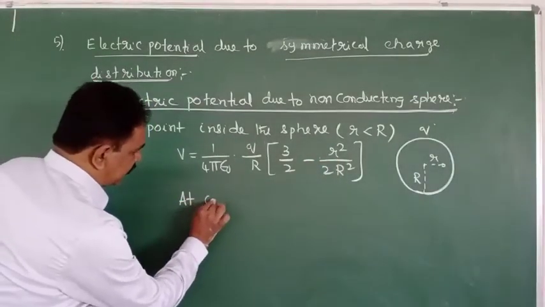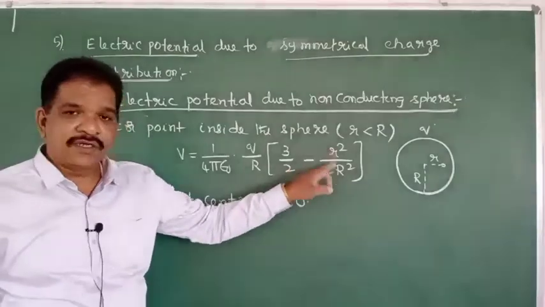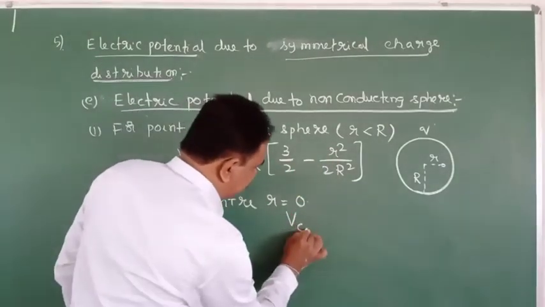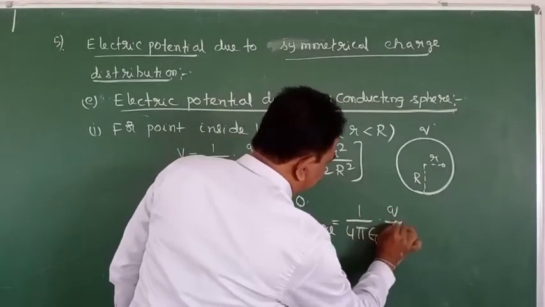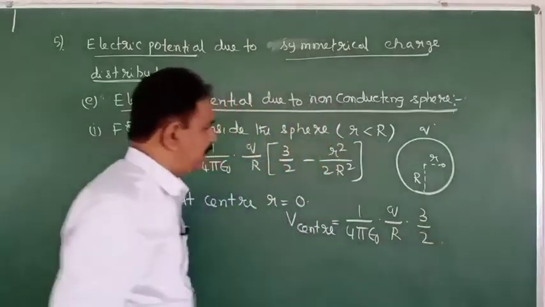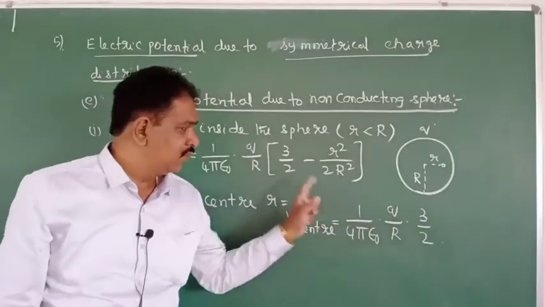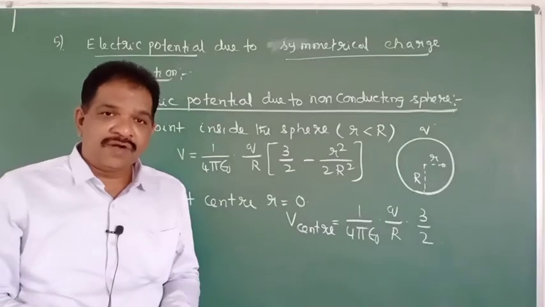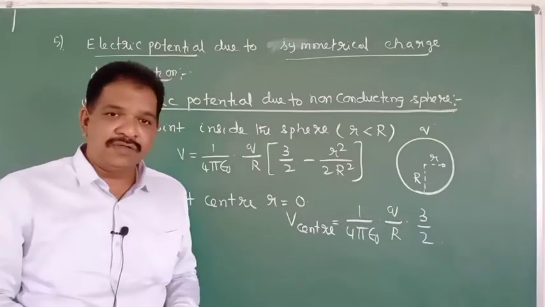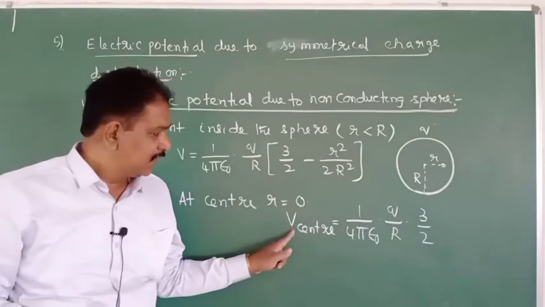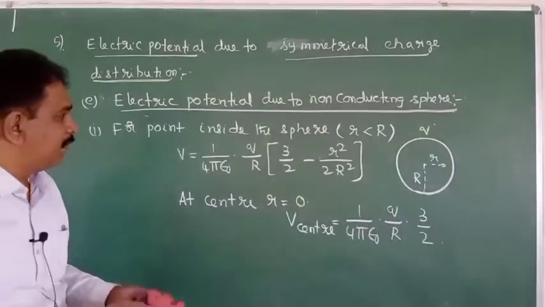So next, at the center, meaning r is equal to 0, this term will become 0. So V center is equal to 1 by 4 pi epsilon naught Q by R into 3 by 2. If it is conducting, what will happen? On the surface, how much potential will be there? Inside the sphere, anywhere, the same potential will be there. Clear? This is inside.